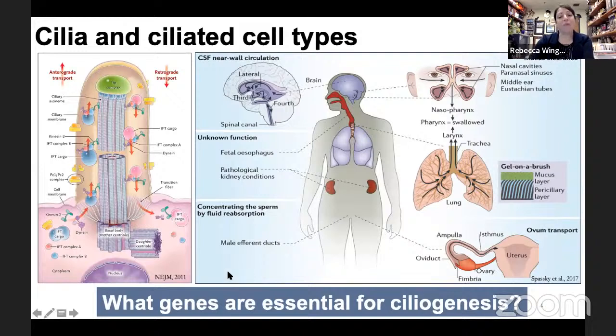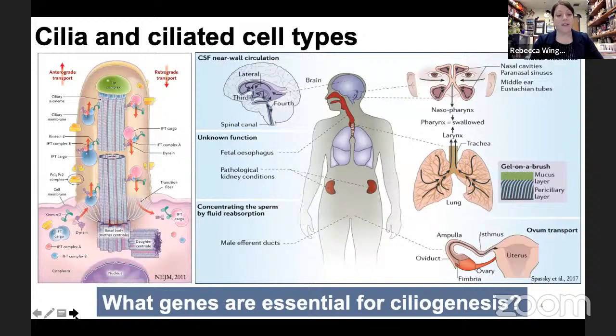And so my lab came across this topic and question as we were studying our organ of interest, the kidney, because the kidney cells are ciliated, and we've been utilizing the zebrafish as a platform to learn about these fundamental mechanisms of how cilia get made.